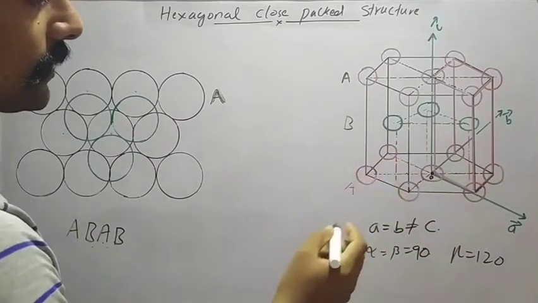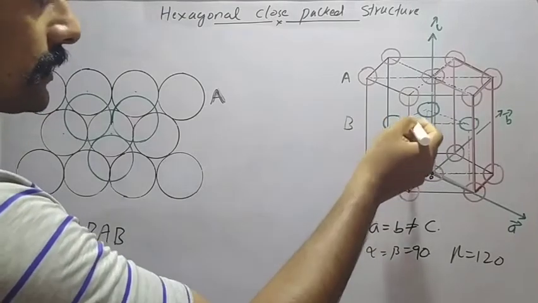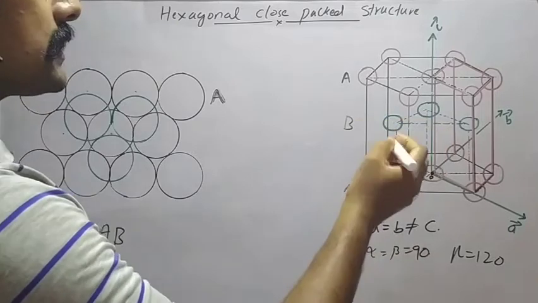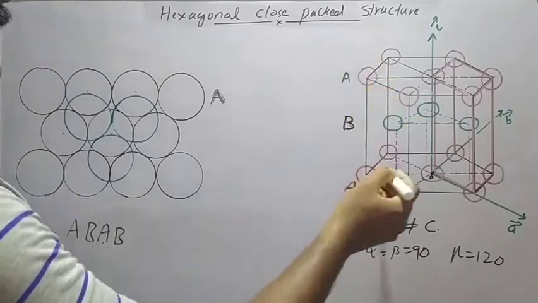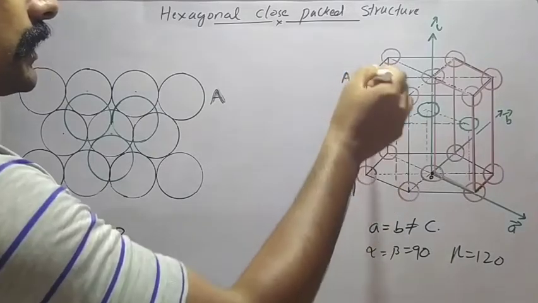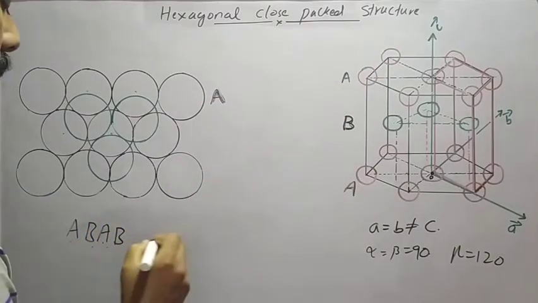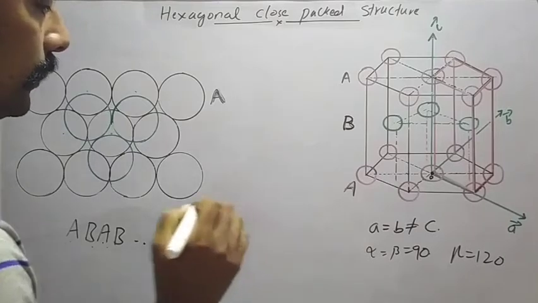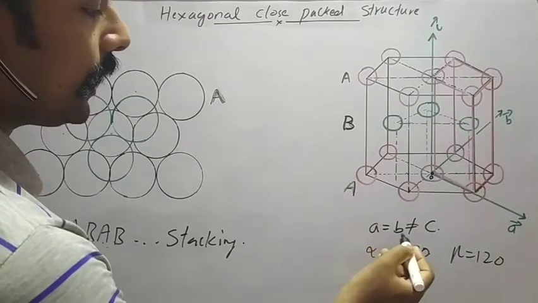Okay, and let's visualize this in a 3-dimensional manner. So in this figure, this is the layer A, and the green spheres belong to the layer B, and this is also an identical layer placed directly over the first layer. So this is ABA stacking, ABAB stacking.